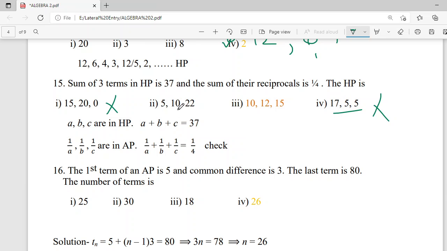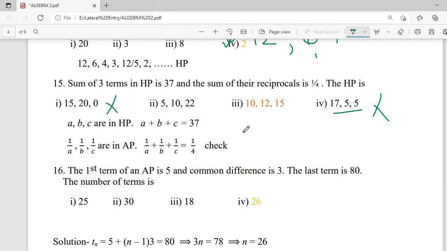Then 1 by 10 minus 1 by 5, it will be minus half, I think, minus 1 by 5, and 1 by 2, so this is also not AP, reciprocals are not AP. So you try for this.